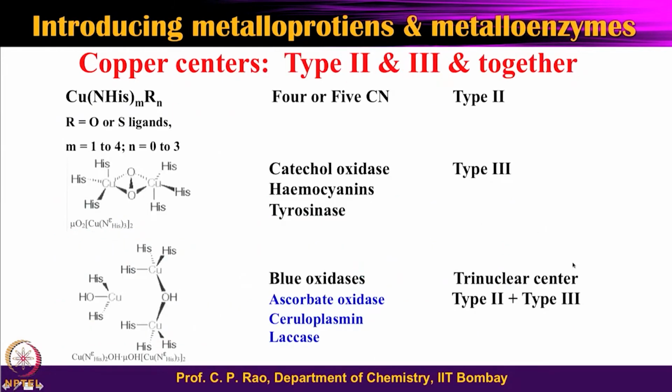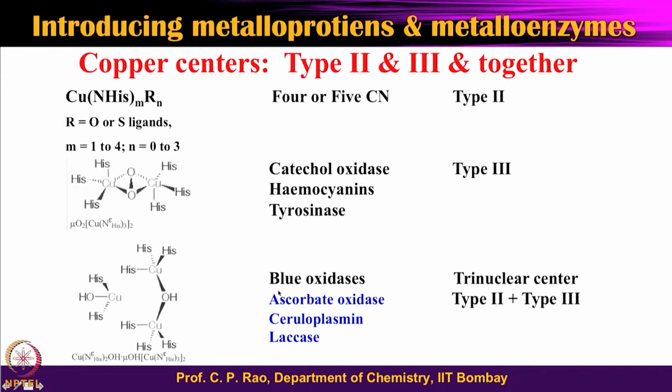All these we have, and you can see the simple structures of these. The type 2, as you can see there, has no thio group, just histidines and some other groups. They could be 4 coordinate or 5 coordinate in some cases. And type 3 has this kind of structure; hemocyanin we have already seen, and this is oxidized hemocyanin.